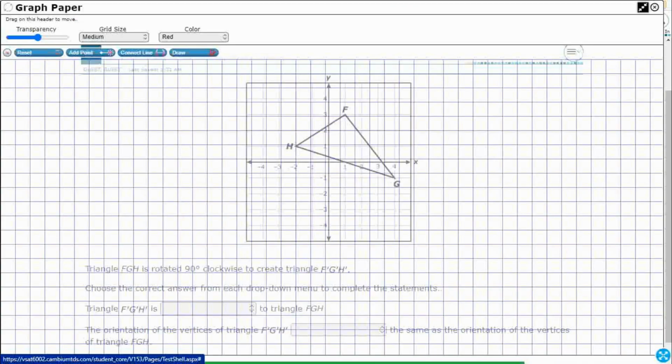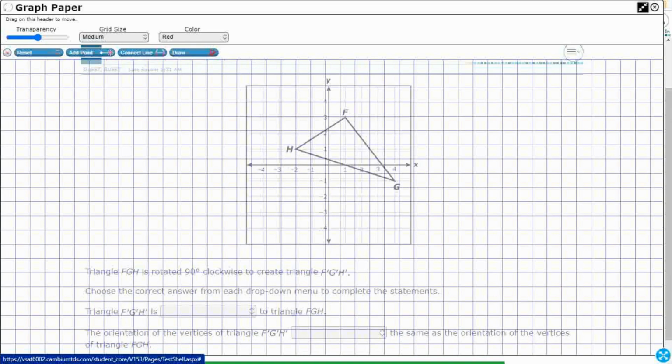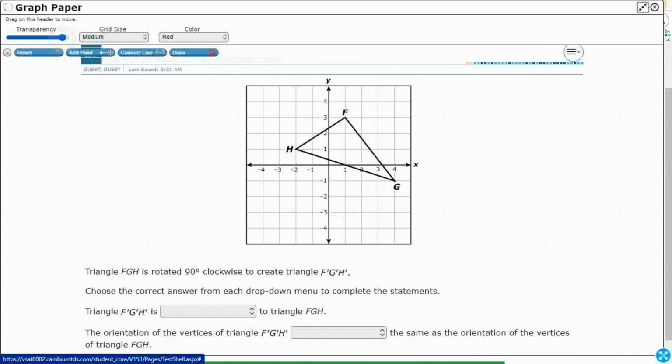I'm going to make this a little bit more transparent so it almost looks like I don't really need to see the grid lines here. All right, so FGH, when we have a 90 degrees clockwise rotation, this is how we write the algebraic rule for that particular transformation, right? So (x, y) becomes, what we do is we have y and then negative x, right?